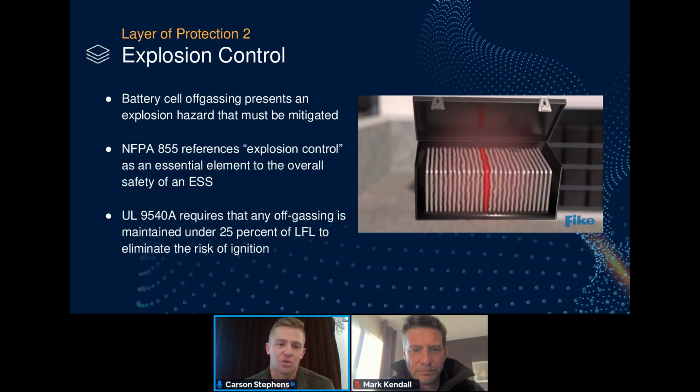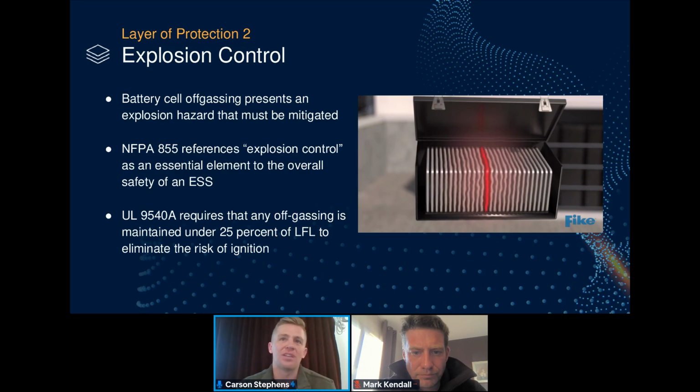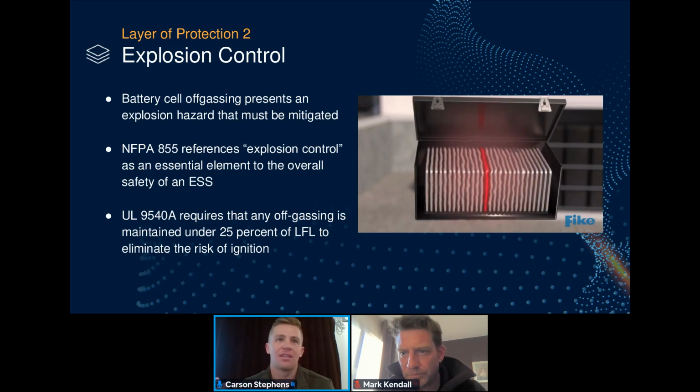So explosion control is an NFPA 855 requirement, and they use the words explosion control. It's kind of subjective what they mean by explosion control, but the idea is the same. You need to be able to manage an explosion risk that's occurring in the BESS. That is the root cause. The root cause is a thermal event from a module, if that makes sense.